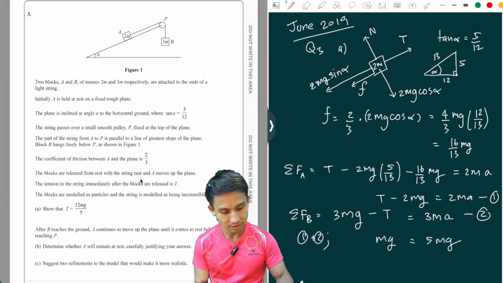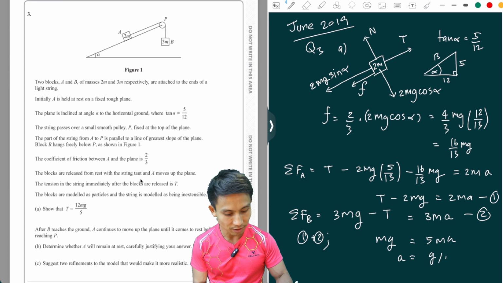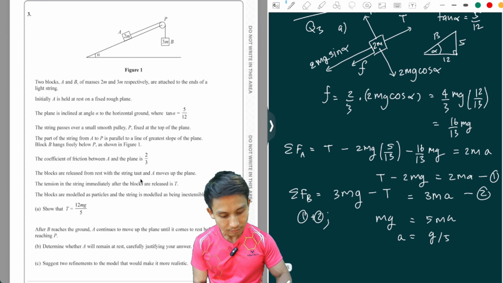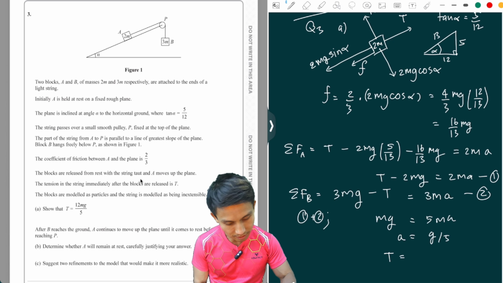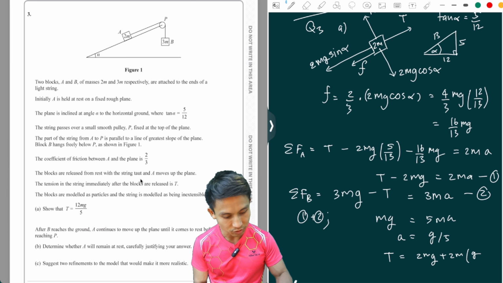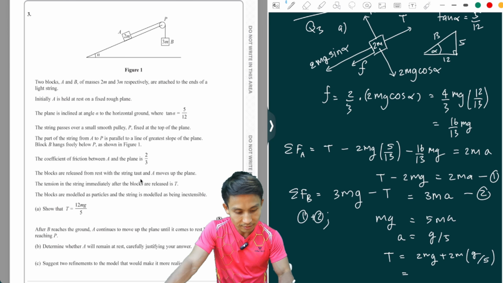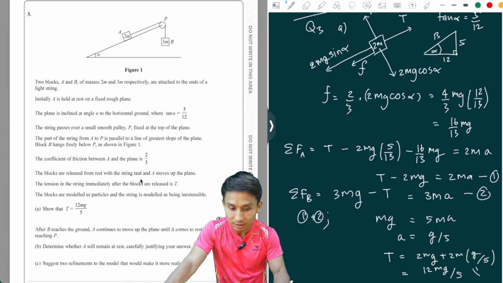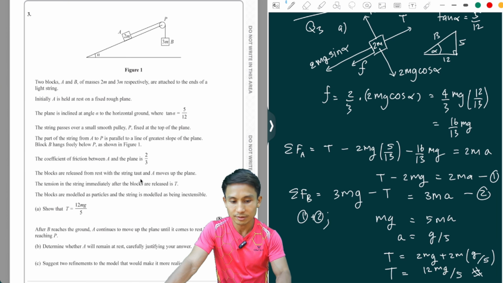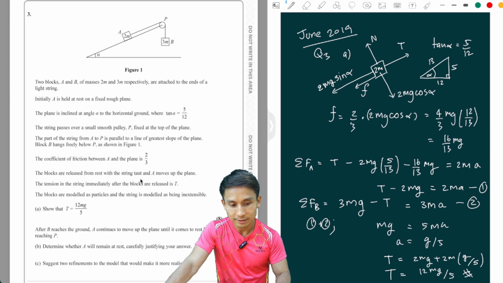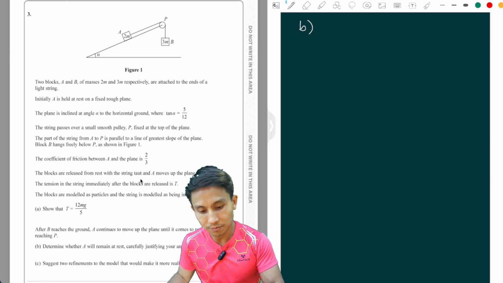So actually, sorry, a here. So actually a is just g over 5. And T will just be 2mg plus 2ma, because we just got a. I'm using equation 1 here. So that is just 6 over 5 g times 2m, which is 12mg over 5 as required. That's just my working there. Okay. Next one, part B.